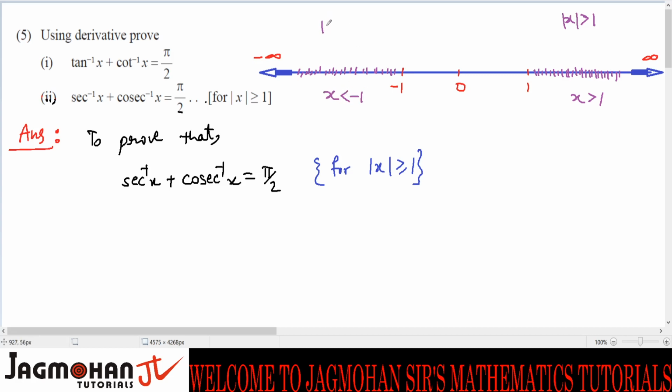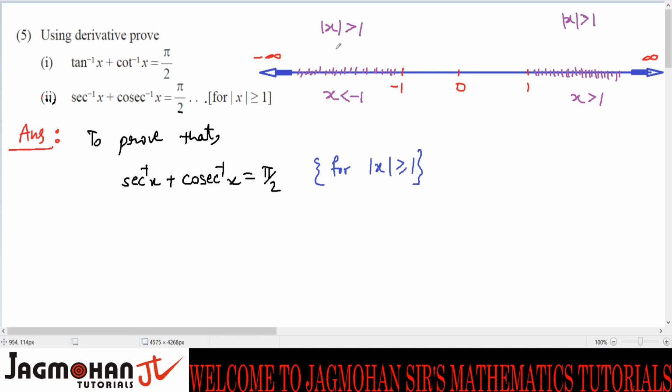But what will be mod of x? Mod of x will be greater than 1. Is that clear to you, students? The x value is negative, but its magnitude is greater than 1. If x is negative 3, mod of x is 3. If x is negative 5, mod of x is 5. So for all these x, mod of x is greater than 1.